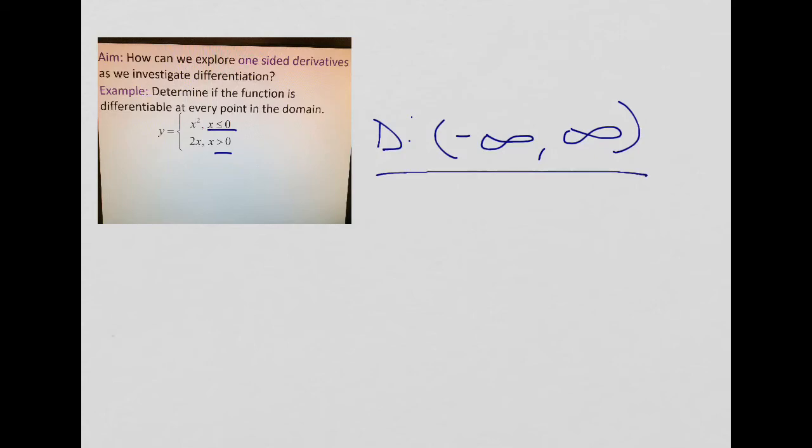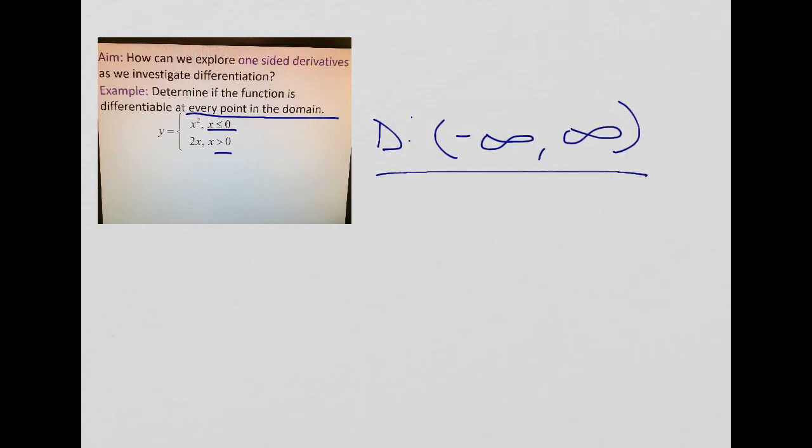Okay, so in this example, it says to determine if the function is differentiable at every point in the domain. For the domain of this function, even though it's a piecewise function, it is from negative infinity to infinity, because if you look at what is described for your x values, we can use any negative value, we can use 0, and we can use any positive value. So we really don't have endpoints unless we're looking at a particular interval, but we're not. This is our domain, and that's saying at every point in the domain.